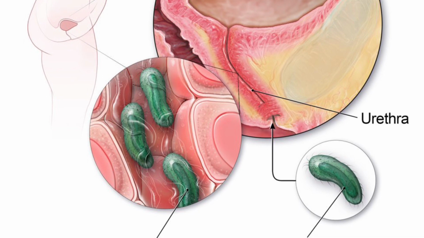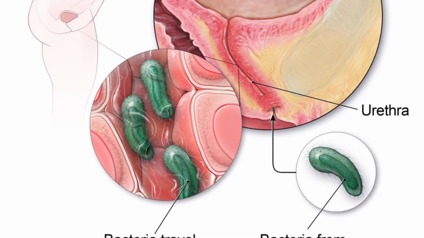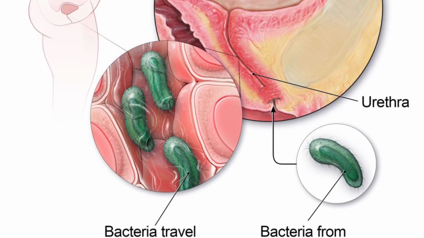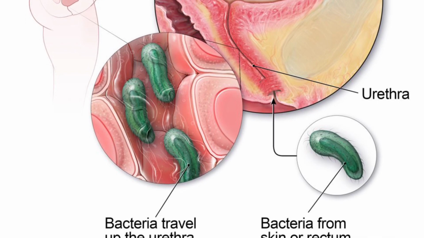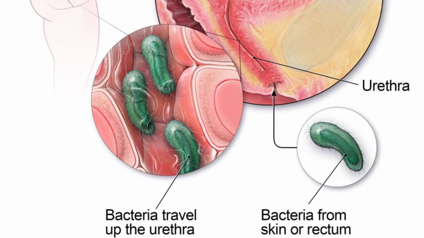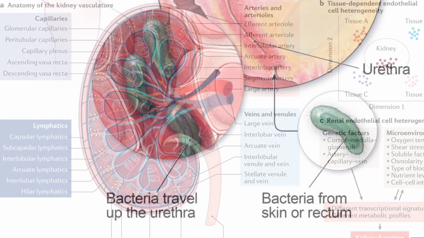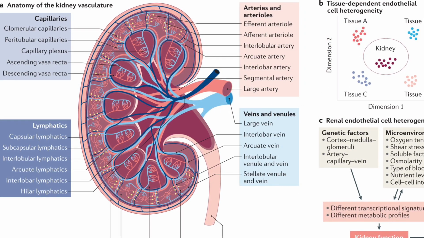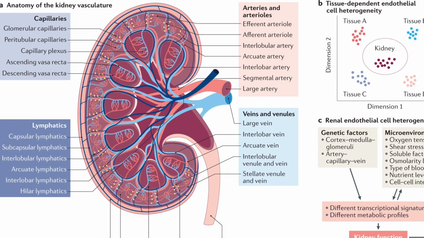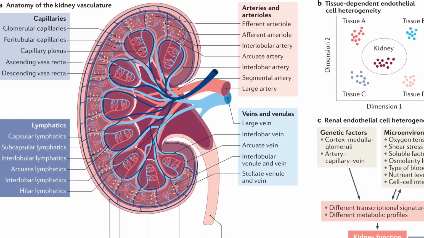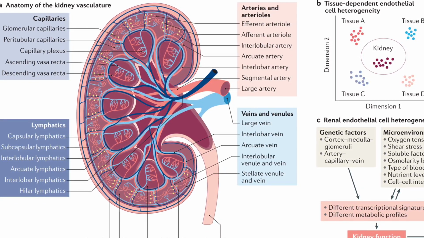UTIs that are acquired from bacteremia are called descending or hematogenous infections, whereas those attributable to upstream bacterial spread are called ascending infections. 3. Glomerular capillaries, although they are highly specialized, are nevertheless part of the circulatory system.